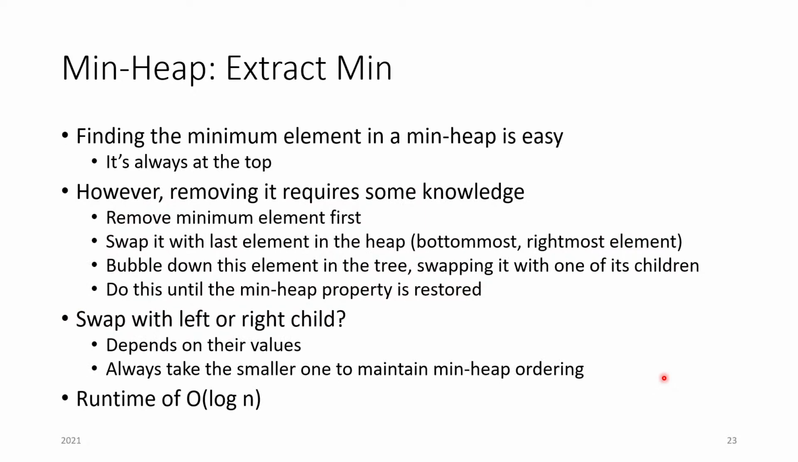So extracting the minimum element is always easy because it's always going to be at the root node. But in removing it, we need to follow these order of operations to maintain the order of the tree. Once we remove that minimum element, we need to find the next minimum element as a result. So we'll start by swapping with the last-most element in the heap, the bottommost rightmost element, and we keep on swapping until we maintain the order of the min heap property.